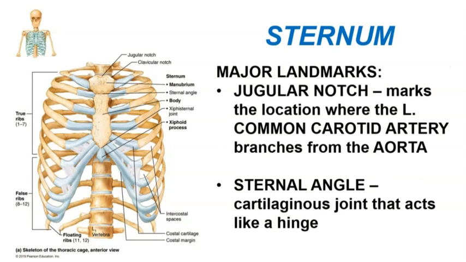A couple of major landmarks from your lab list on the sternum. Superiorly, at the very top aspect of the manubrium, we have the jugular notch. And the jugular notch is an important landmark. When we get to A&P2, we'll discuss blood vessels, but the jugular notch is a place where the left common carotid artery actually branches off of the aorta. The aorta is the main artery that comes out of the heart, and from there, smaller arteries will branch off of the aorta. So the jugular notch marks the location where the left common carotid artery branches off of that aorta there.